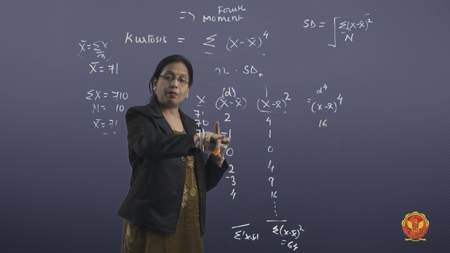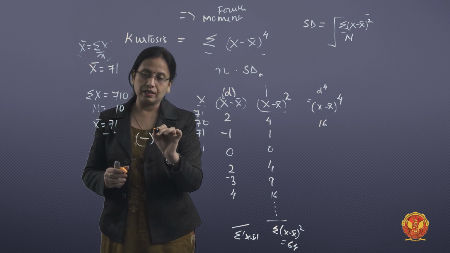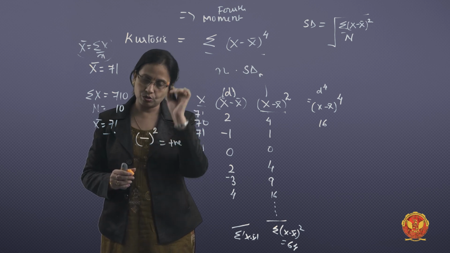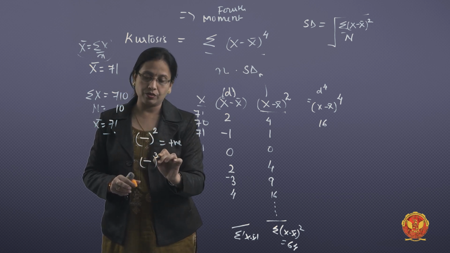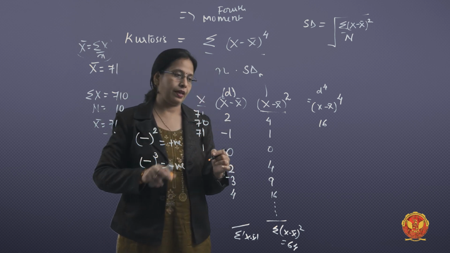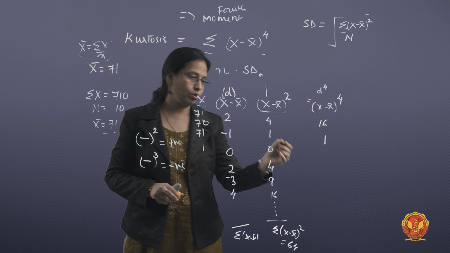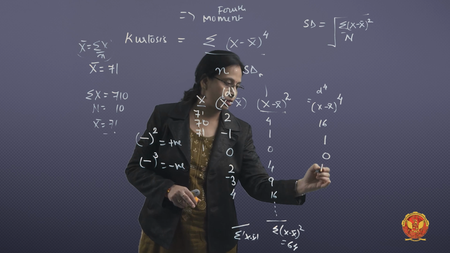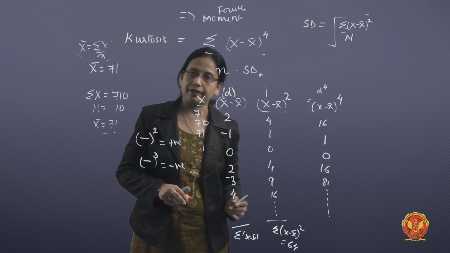Same for minus 1 to the power 4. Remember when there is a minus sign, if the power is an even number like 2, like 4, it always gives you positive. Basic mathematics, school level mathematics. If minus is there and you raise it to an odd power like 3, 5, it always gives you negative. Just refresh that. Never make mistakes with the signs. Minus 1 to the power 4 gives you again 1. 0 to the power anything gives you 0. 2 to the power 4 gives you 16. 3 to the power 4 gives you 81, and the column goes like that.